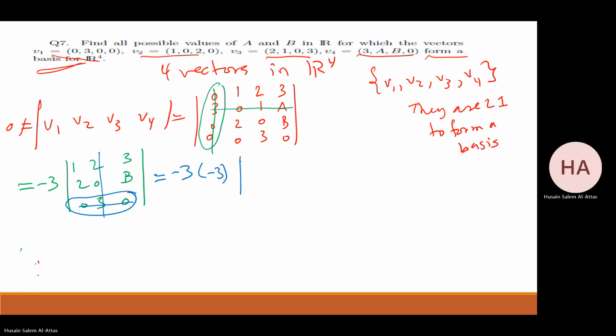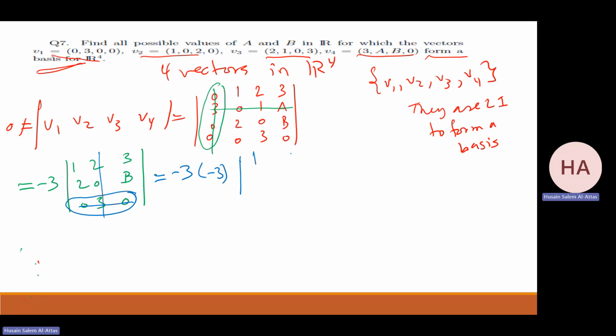What is the A? 2, 0, B. The A is gone, okay. You have A, 0, 1, 2, 3. Let me check: 0, 3, 0, 0, 1, 0, 2, 0, 2, 1, 0, 3, 3, A, B, 0. Okay, cancel this column. I can do the first column and the second row. So I have 1, 2, 3, 2, 0, B, 0, 3, 0. It's okay. Now I'm just double checking. What is the remaining?